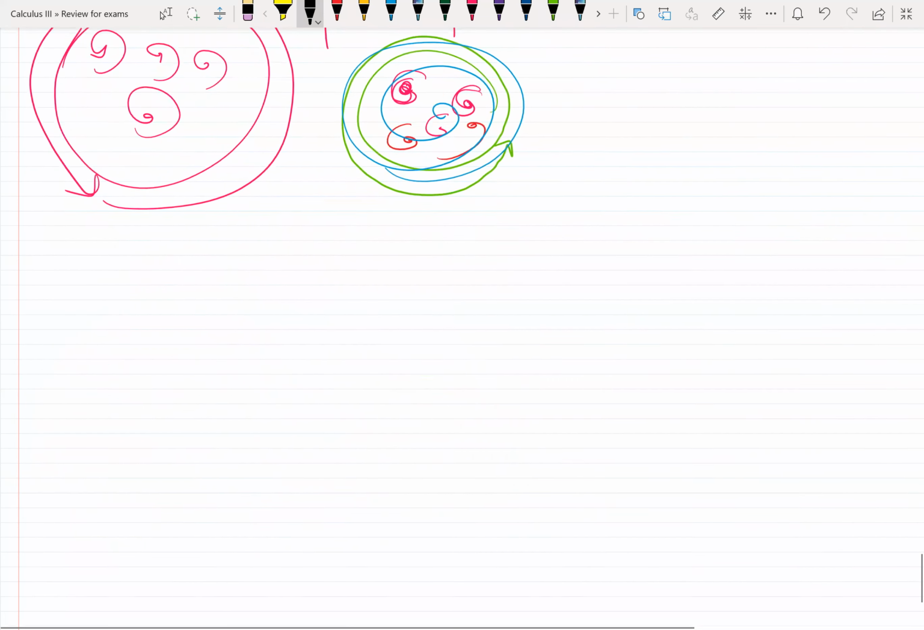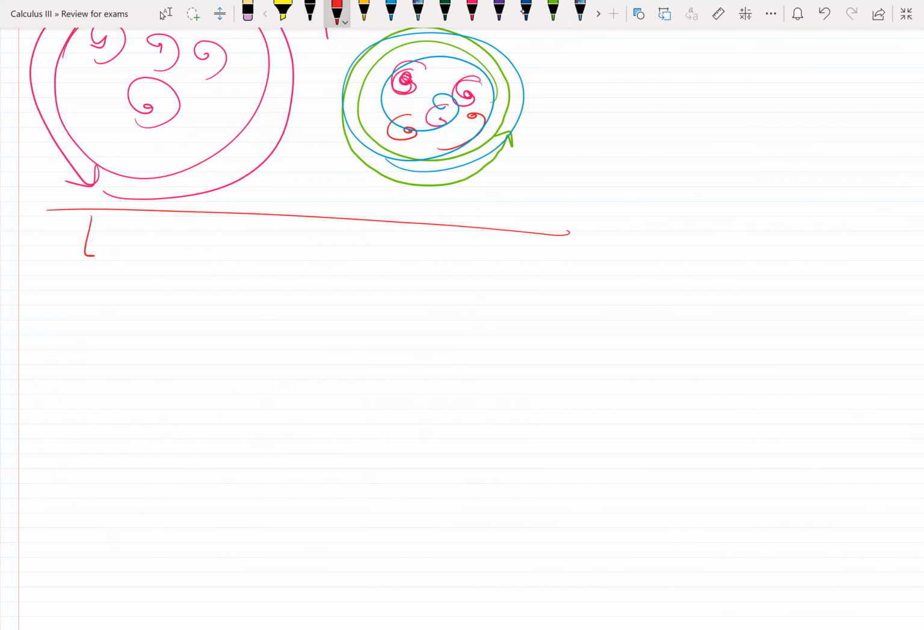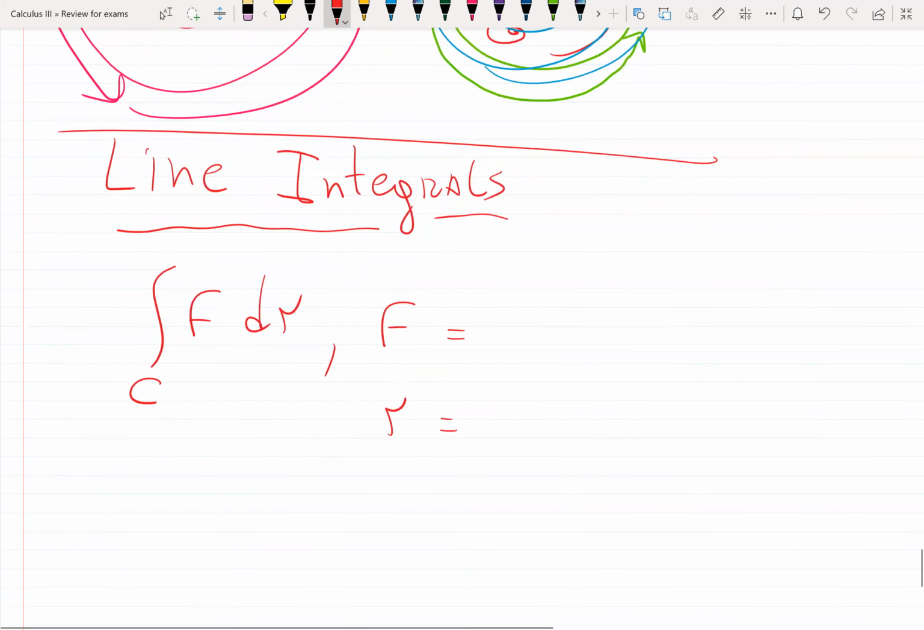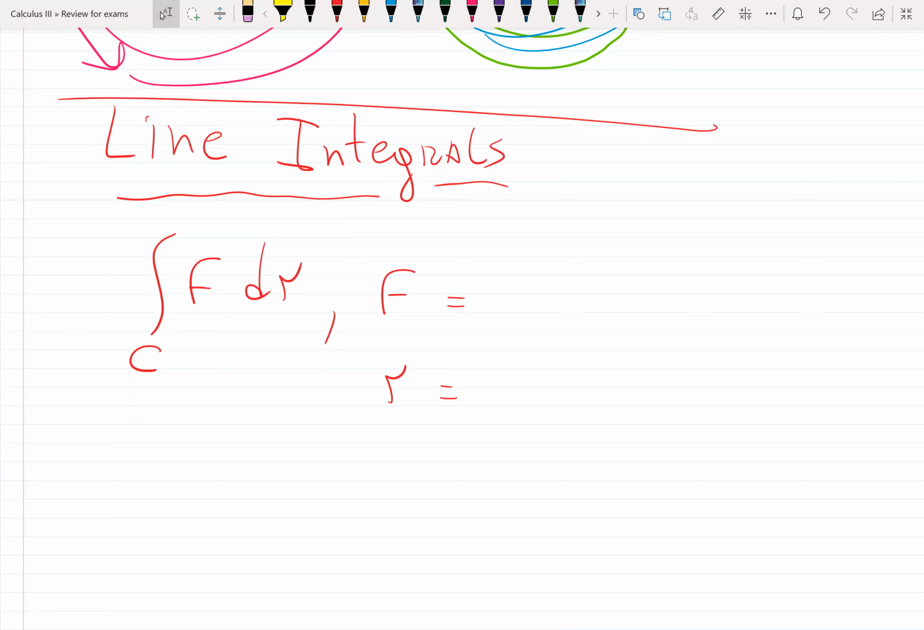Line integral and formulas. This is the annoying one. Line integrals. It's very important though. But as many important things in math and physics, it is complicated. You need to know the formula. Integral over C of F dr. Looks so simple, like how can it go wrong? And then we give you F, we give you r, right? And then we ask you to find this line integral.